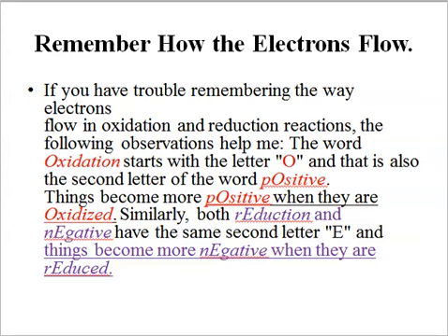Similarly, both reduction and negative have the same second letter E. It means that when things get negative, they are reduced. You know that when things get negative, it means they gain electrons. So when a species gains electrons, it becomes negative, and when it becomes negative, it means it's reduced. So just by watching the sign of the charge on any species, you can tell whether it's reduced or oxidized. If a species has a positive charge, it has been oxidized, and when a species has a negative charge, it has been reduced.